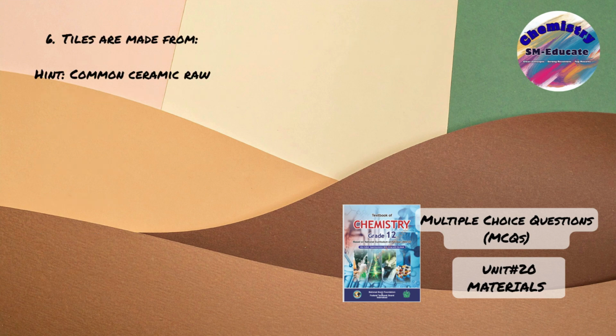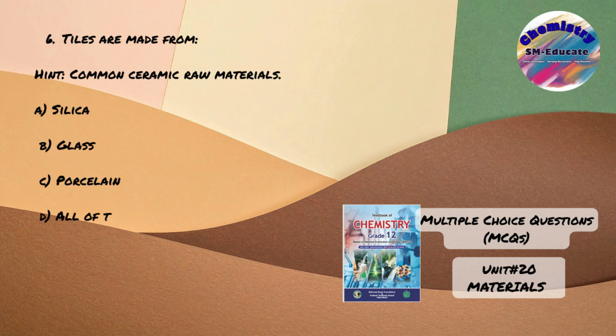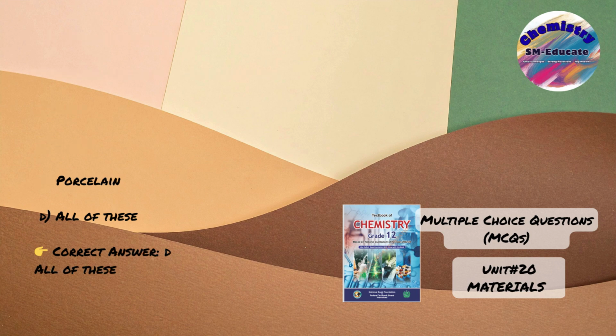6. Tiles are made from. Hint: common ceramic raw materials. A. Silica. B. Glass. C. Porcelain. D. All of these. Correct answer: D. All of these.